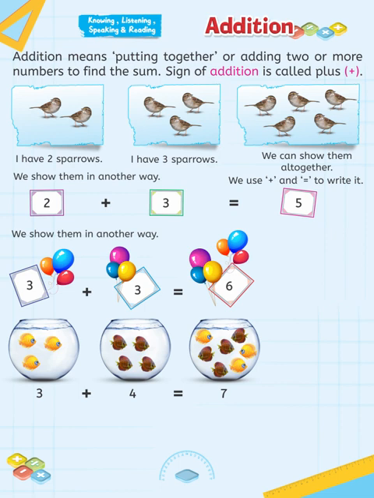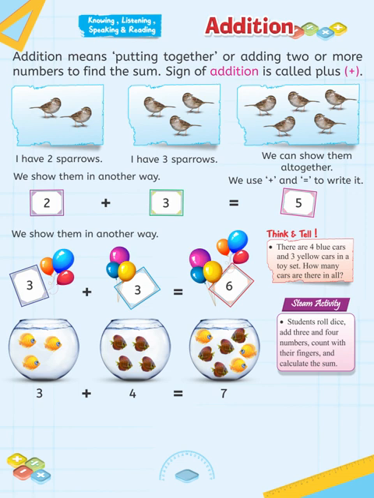Now you see some fishes in jars. In the first jar, there are 3 fishes. In the second jar, there are 4 fishes. If you start counting them all together, they will be 3 plus 4 equal to 7. Hence, there are 7 fishes in the third jar.